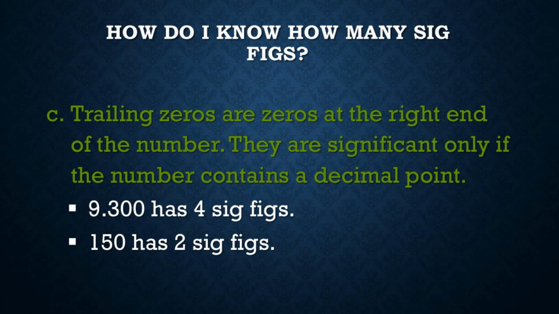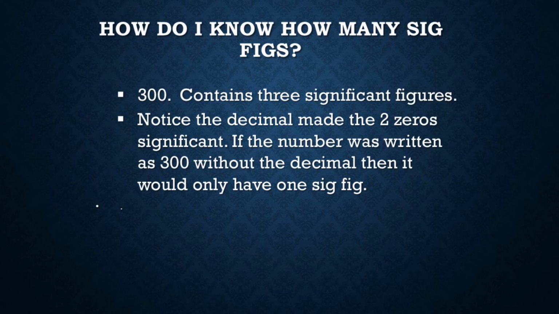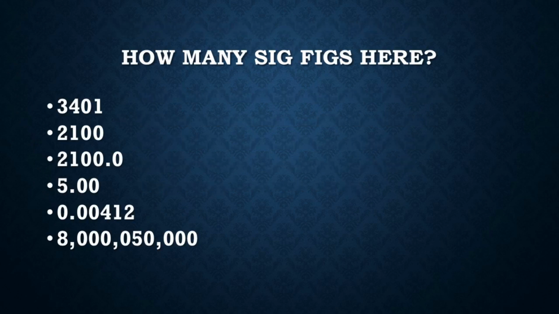For example, 9.300 has four significant figures. 150 has two. 300. with a decimal point contains three significant figures. Notice the decimal made the two zeros significant. If the number was written as 300 without the decimal, then it would only have one significant figure.